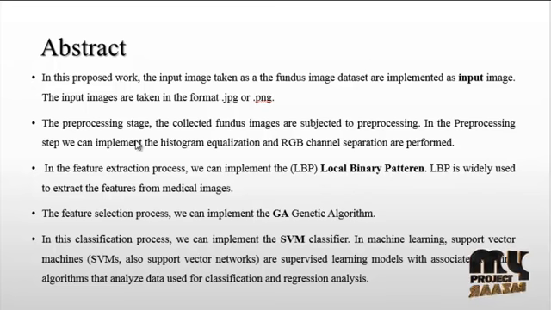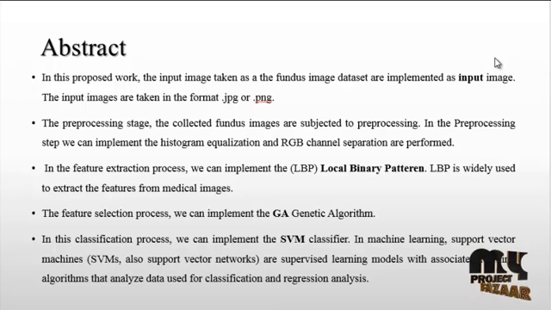In the pre-processing stage, the collected fundus image is subjected to pre-processing. Here we reduce the noise by using the Gaussian filter, and we also implement histogram equalization and channel separation. In the channel separation process, we separate the red, green and blue channels. The next step is feature extraction.